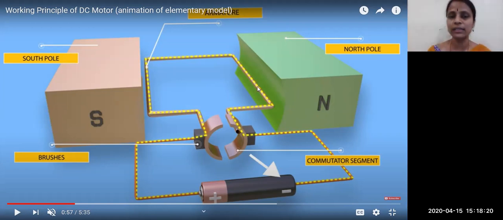Let's do it once again. What's happening along the side which is closer to the south pole?